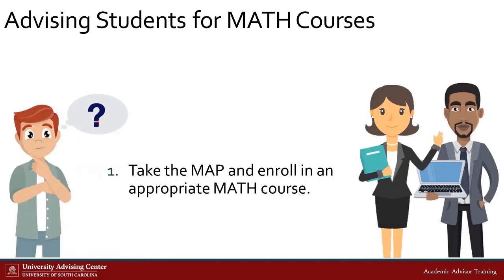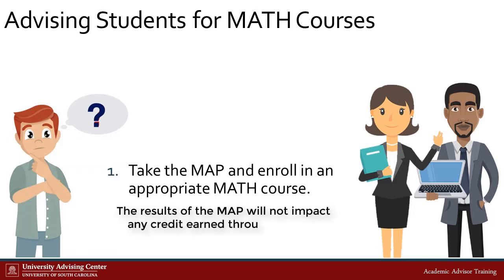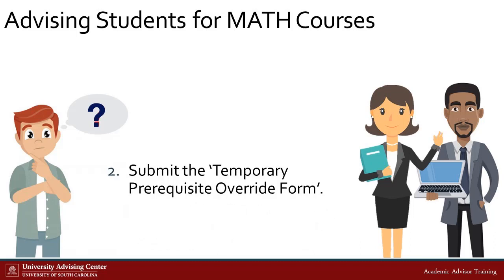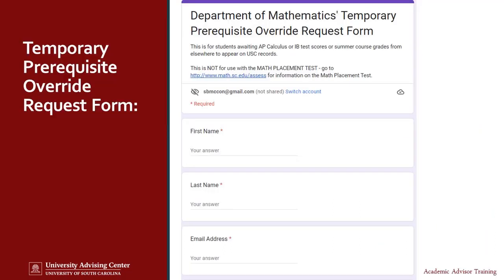1. Take the Math Assessment of Prerequisites, or MAP, and enroll in an appropriate math course. The results of the MAP will not impact any credit earned through transfer courses or AP, IB, CLEP exams. 2. Submit the Department of Mathematics Temporary Prerequisite Override Request Form for access to enroll in the course for which they expect to meet prerequisite requirements.